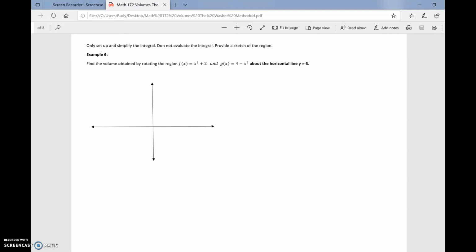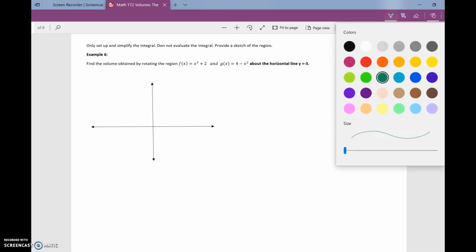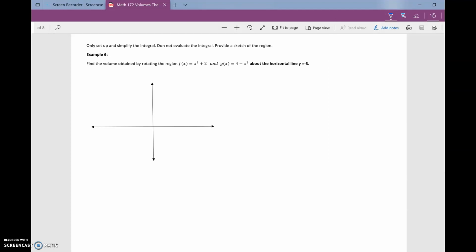Hi class, let's take a look at example 6. And example 6 is also just asking us to come up with the sketch and set up the integral but don't evaluate. So we'll simplify it as much as we can. It may be a little bit messy, so let's take a look at what we have.